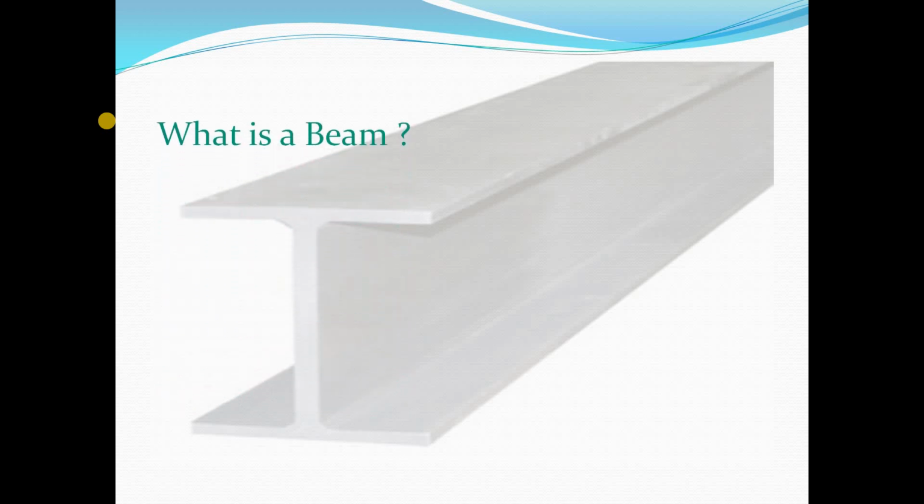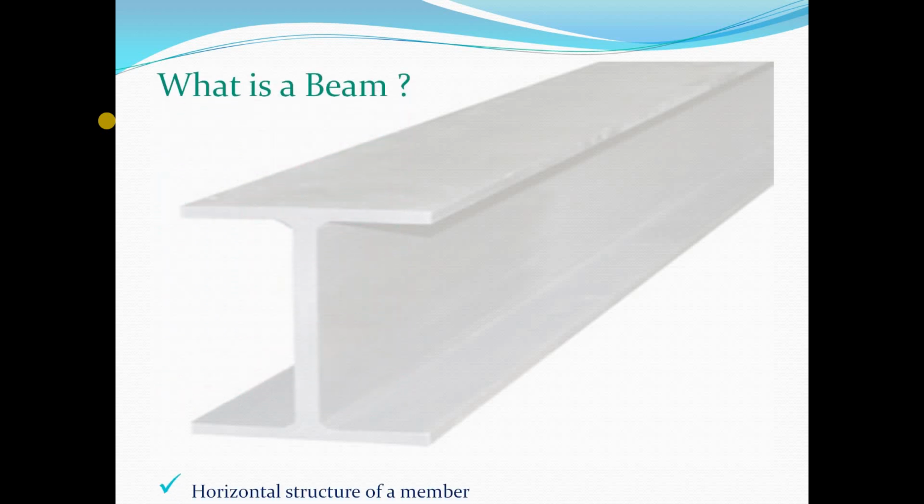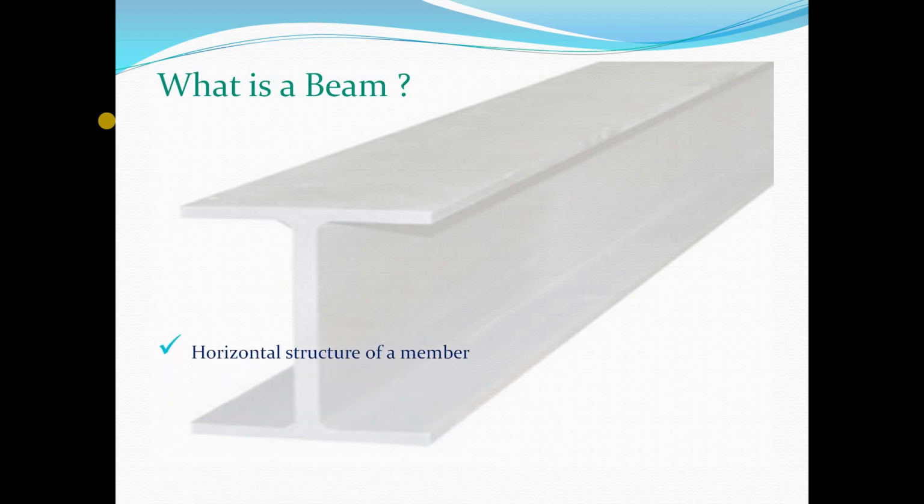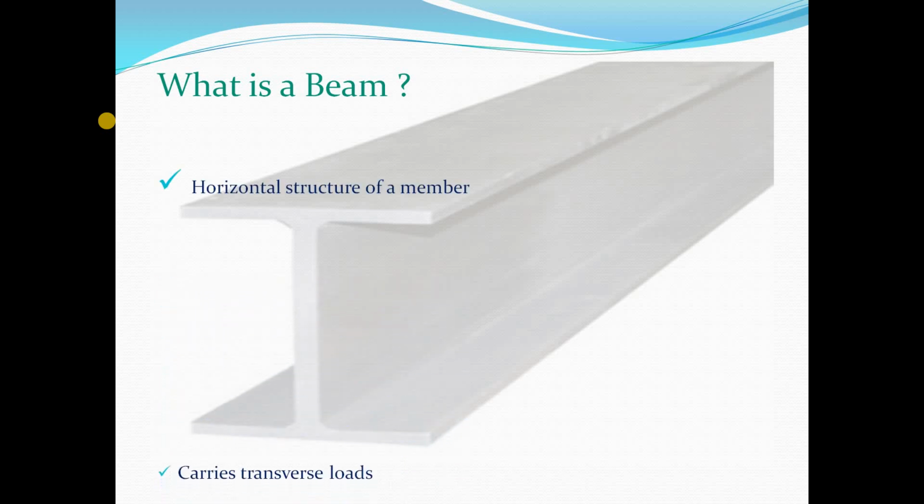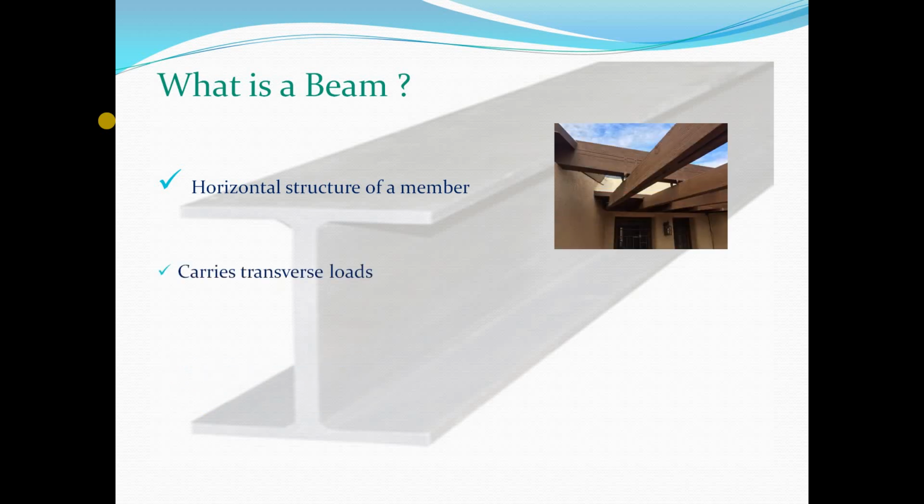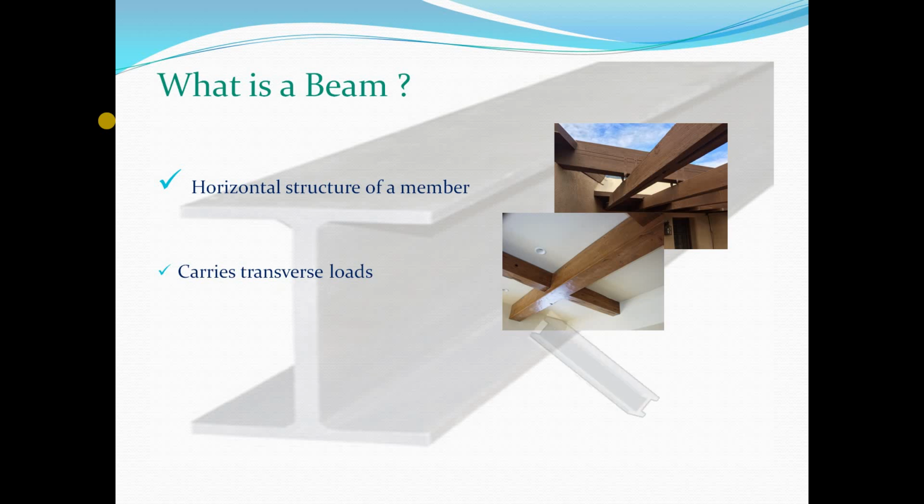So what is a beam? A beam is a horizontal structural member that carries transverse loads. There are a few pictures of beams. These are wooden beams, and this is a steel beam.